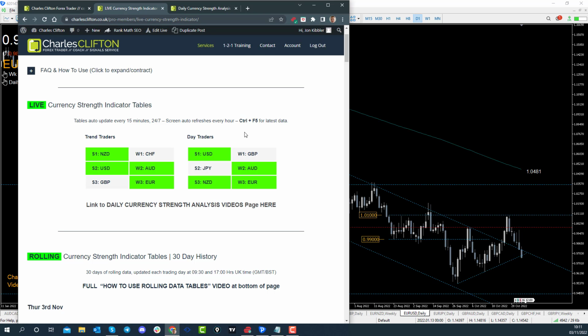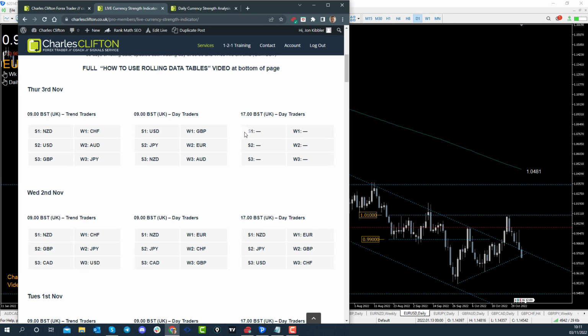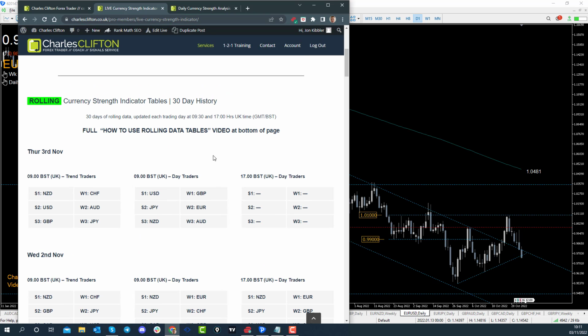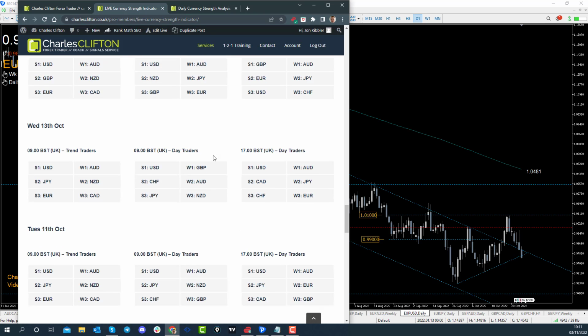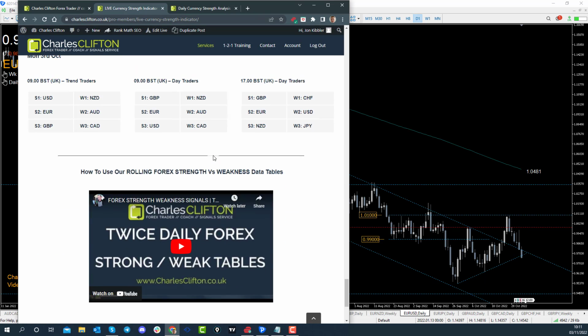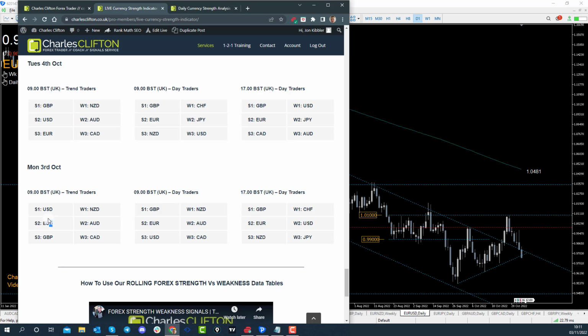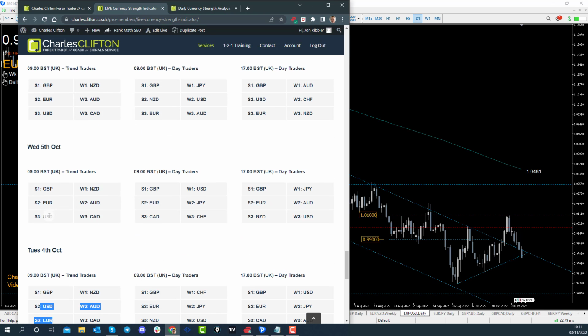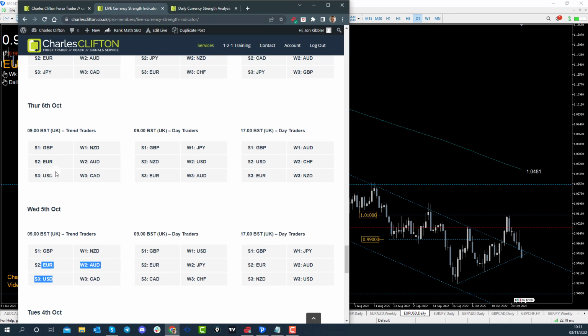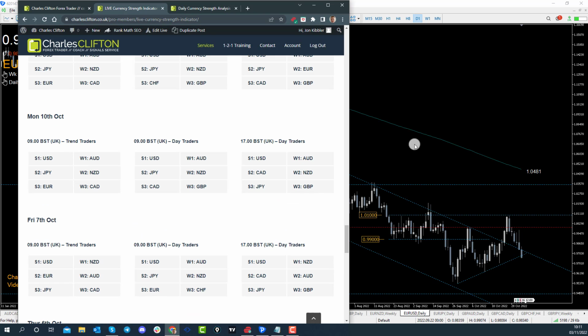Now, the only thing with Euro US dollar is if I actually go back to our rolling currency strength indicator tables, and we go all the way to the bottom of the page, we can see here that Euro US dollar actually featured on the same side of things for some time. So we've actually not been able to look at ideas short for Euro dollar for a good while, and you can actually see that on the chart behind you.